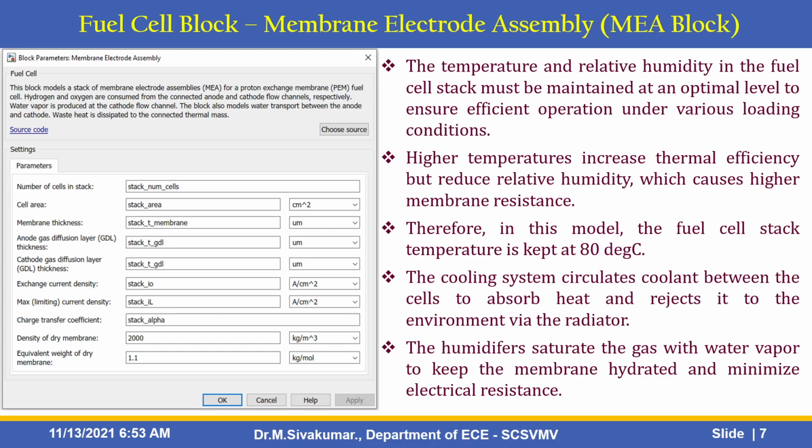Also, a higher temperature increases thermal efficiency, but reduces relative humidity, which causes high membrane resistance. Therefore in this model the fuel cell stack temperature is kept at 80 degrees Celsius. The cooling system circulates coolant between cells to absorb heat and reject it to the environment by the radiator. Here the humidifiers saturate the gas with water vapor to keep the membrane hydrated and maintain minimum electrical resistance. Here itself you can set the parameters. Also, by using these two sources, you can set these parameters in this Matlab script.